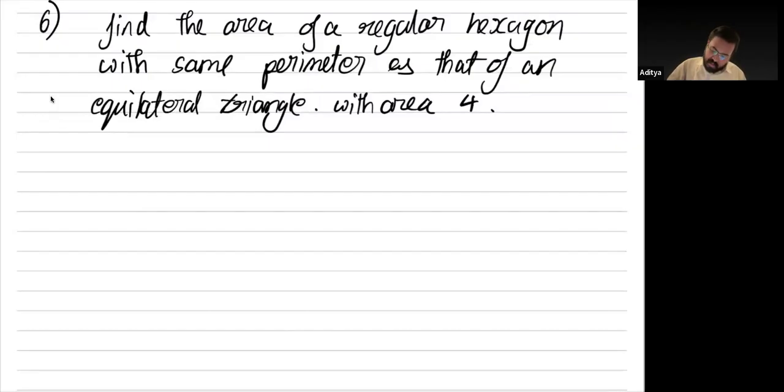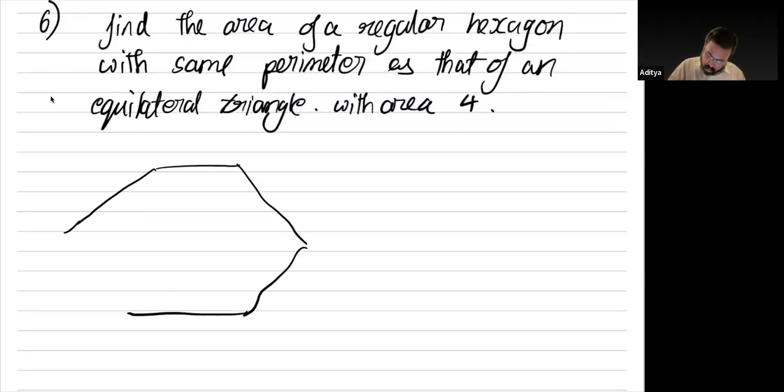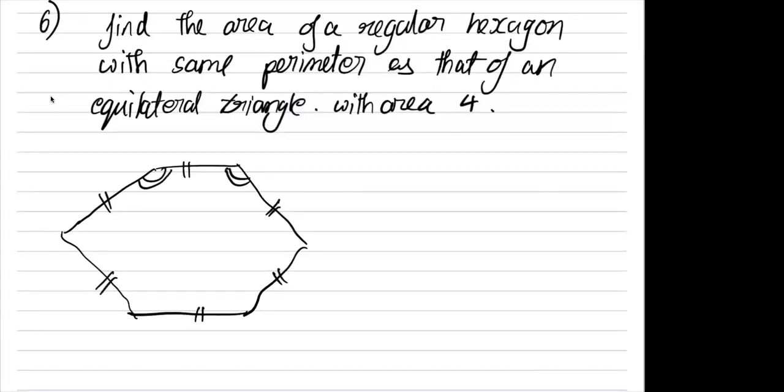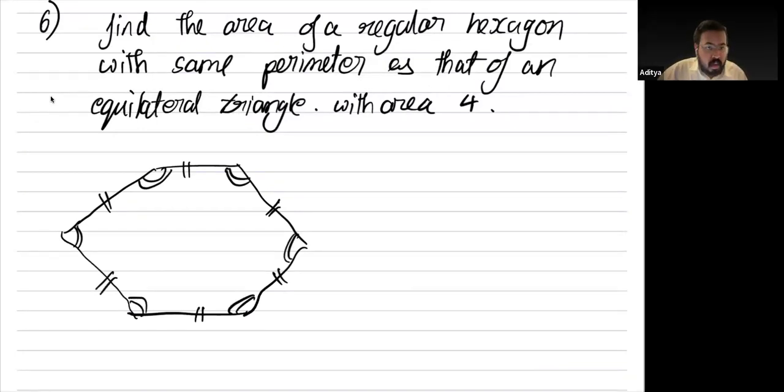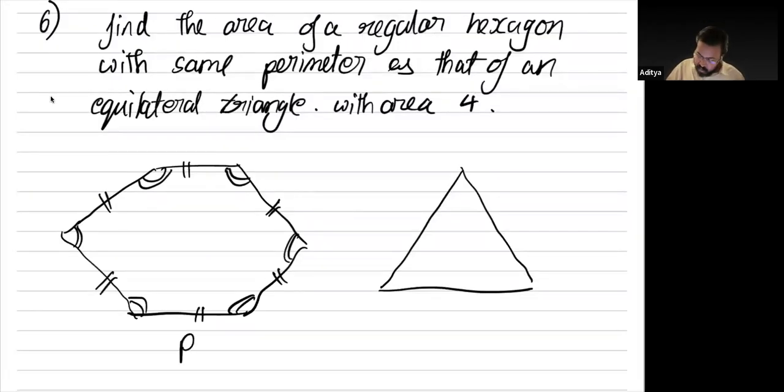Question 6. We have a regular hexagon. There is my answer, correct? Just a second. Yes, that's correct. Very good. And you have another equilateral triangle. Perimeter equal to perimeter.